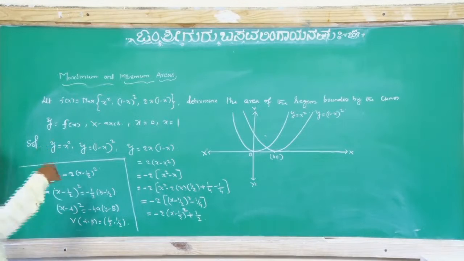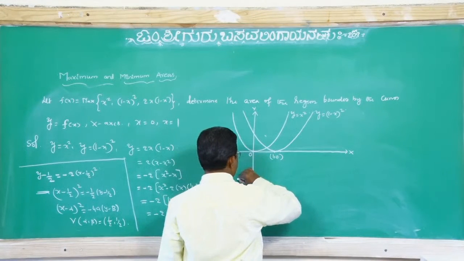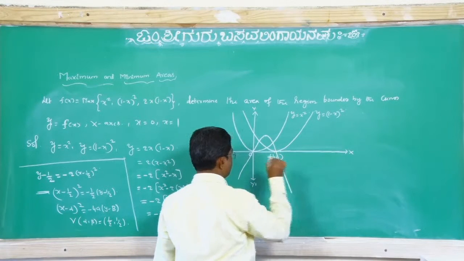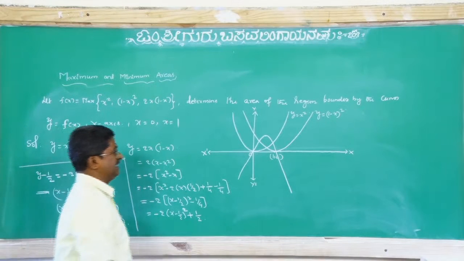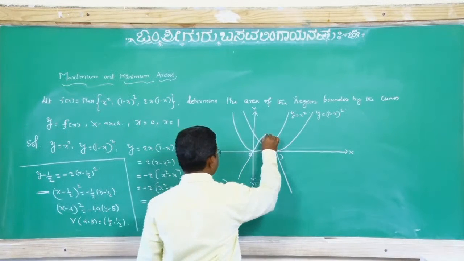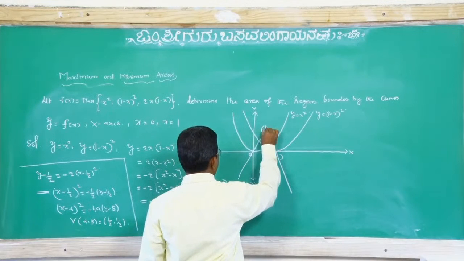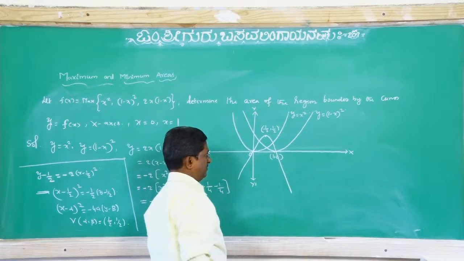So the vertex lies in the first quadrant. No doubt this is a concave downward parabola. This is the given parabola. The vertex is at the point 1 by 2 comma 1 by 2.